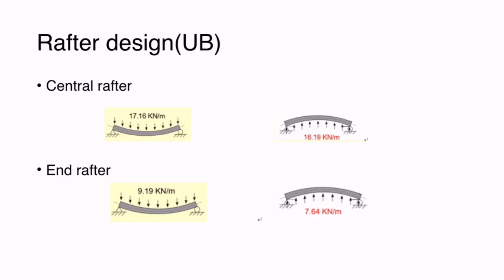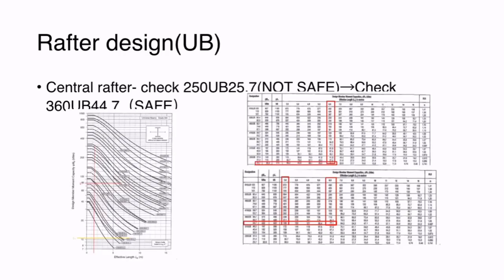Exposed rafters are a feature of some traditional roof styles, and similar to the purlin design, the first step of rafter design is also load calculation. This time we studied two types of rafters. One is the central rafter and another is the end rafter, and their load weights are different. The two pictures on the left show the top of the beam is under compression, and the right two pictures show this beam for reversal actions.